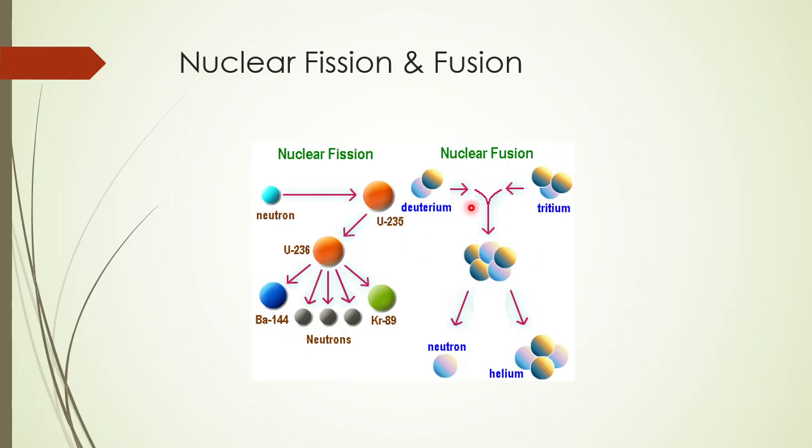So although you add up the number of protons and neutrons, they're still the same, but the neutron plus the helium weighs slightly less than the deuterium plus the tritium. So therefore, this difference in mass, using E equals mc squared, is the released energy.